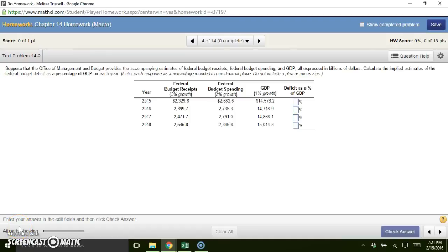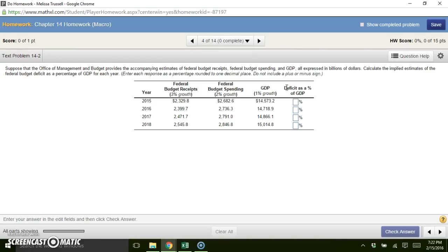This is text problem 14-2, and we're given some information about a country over several years. We're given their federal budget receipts, their federal budget spending, their GDP, and we're asked to find their deficit as a percent of GDP. First of all, we need to understand what deficit means.